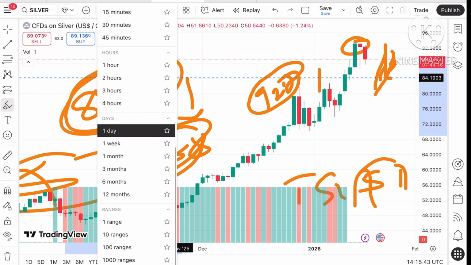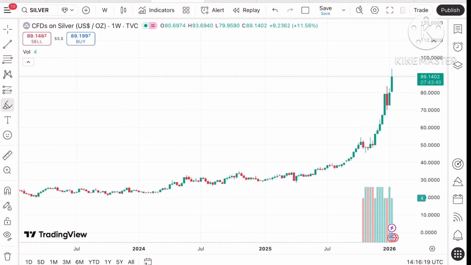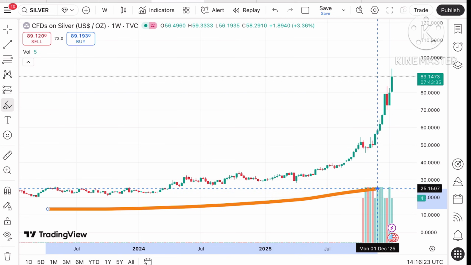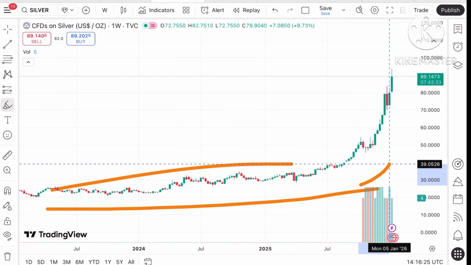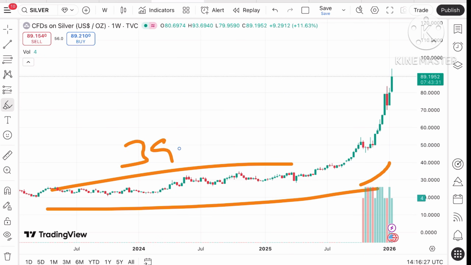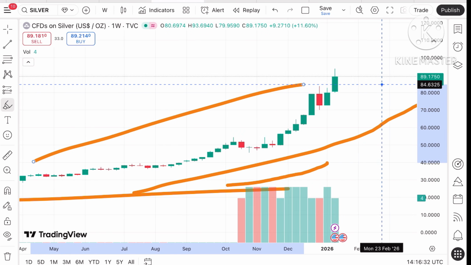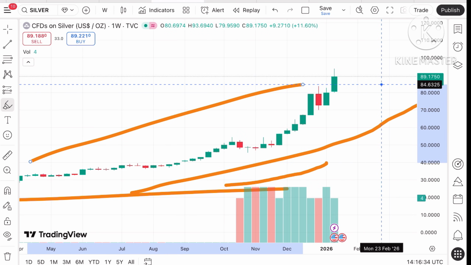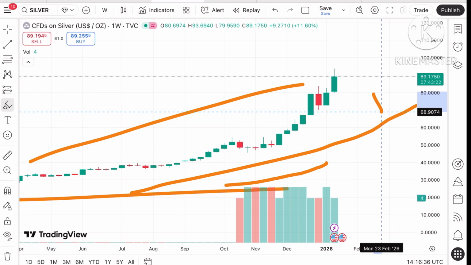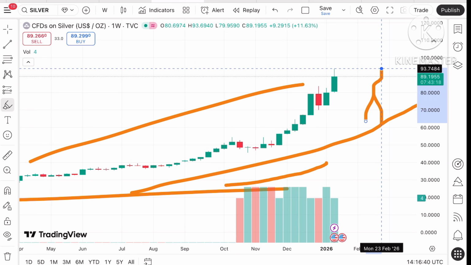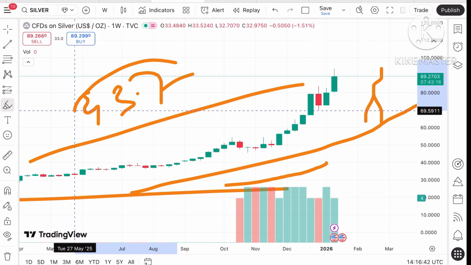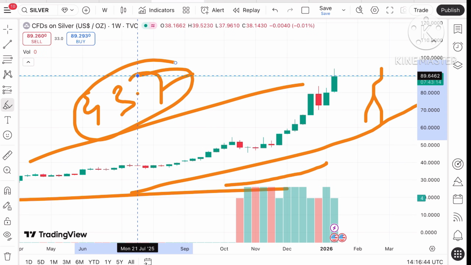Coming back to the weekly chart, we can see that the silver price is now trading around $89.14. We have seen a continuous upside. This was the range we have seen. As soon as the price started going above 39.7, we have seen a non-stop upside, making higher and higher. So looking at this particular chart, if the price sustains this level, the next level we can see is around $93.7, which is an all-time high and this week's high.